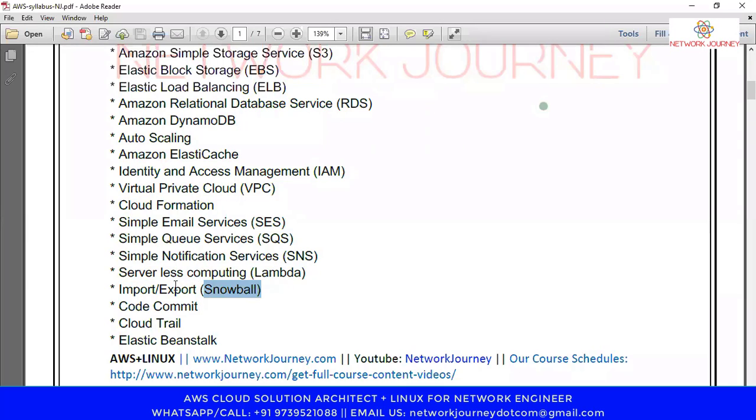Snowball is a service which is for storage actually. By means of Snowball, it is also similar to a kind of storage. I can say this is especially for migrating the storage. Here we can see some import export operations. So that is essentially where we are going to use Snowball.